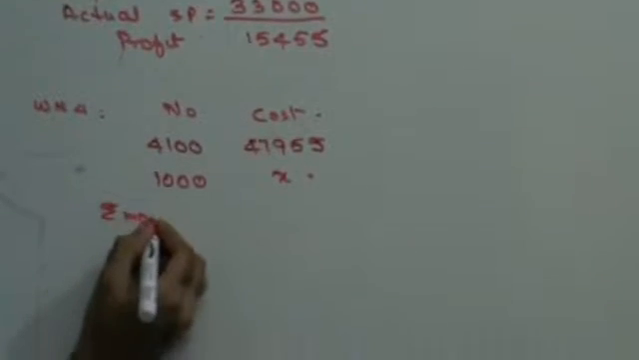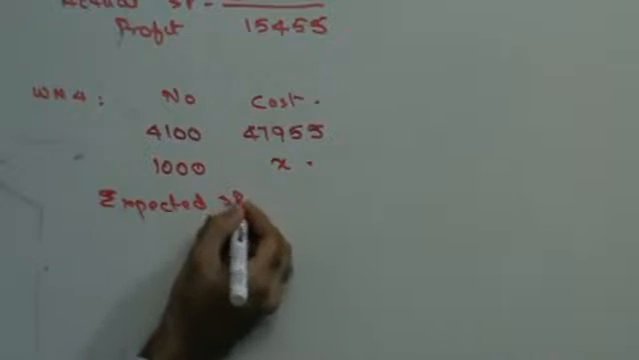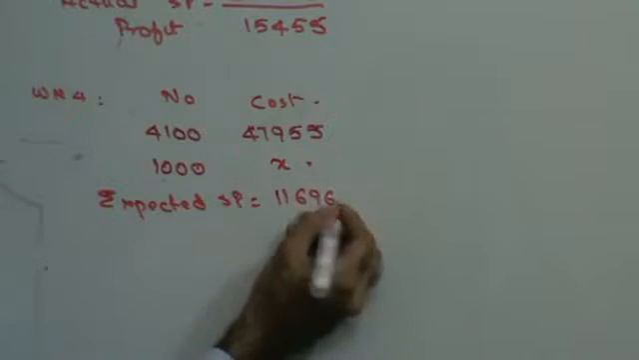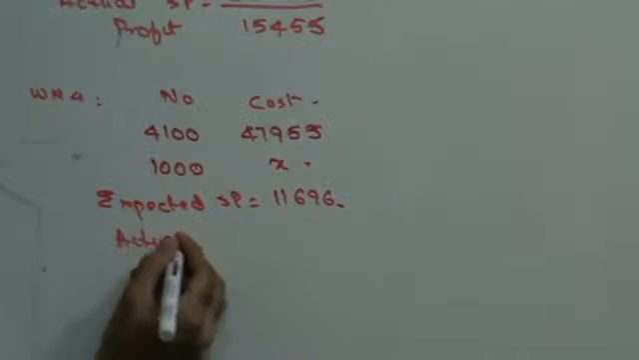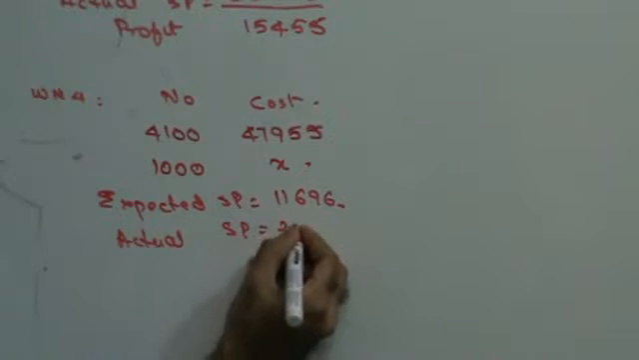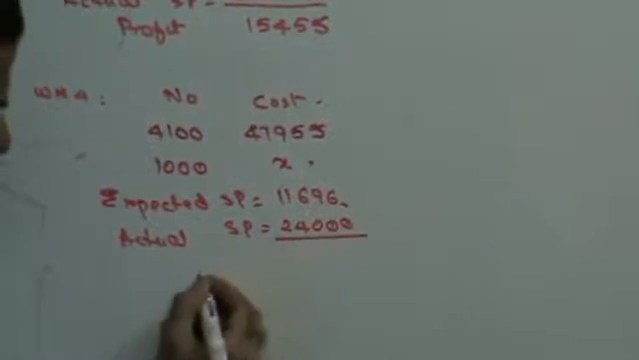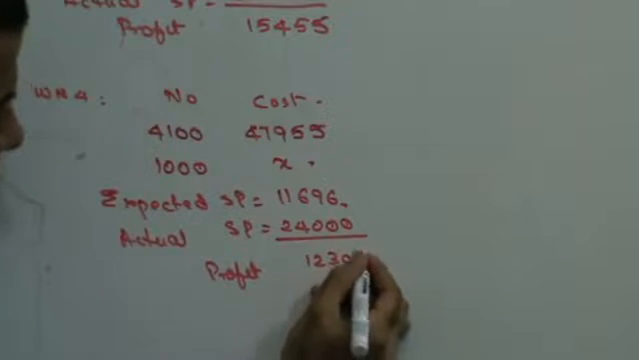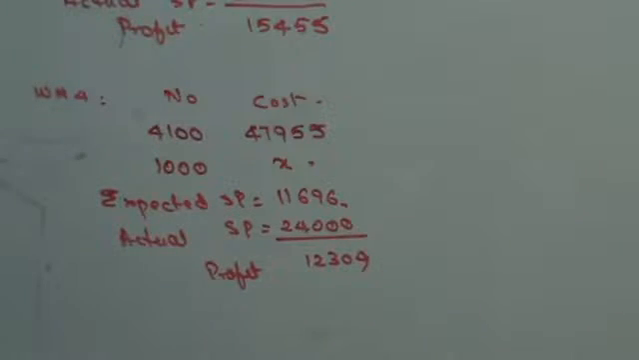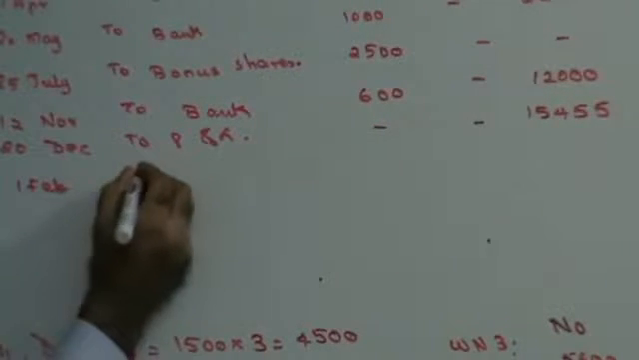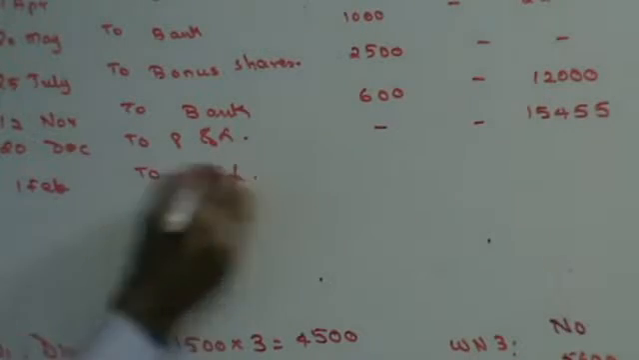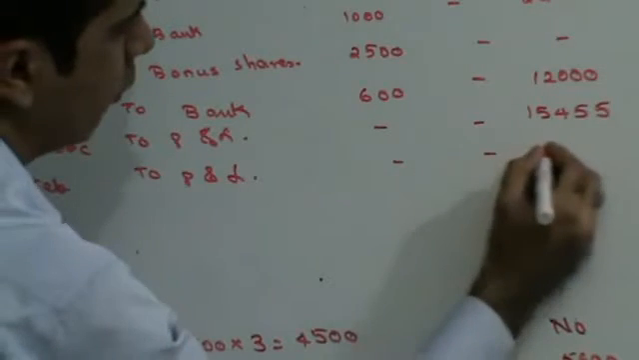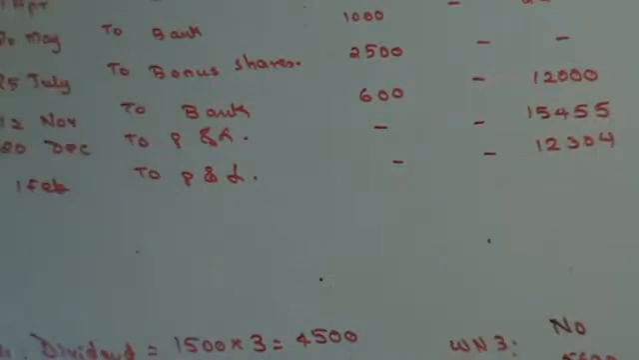Right? Now you are selling 1,000 shares. So in that case, what should be the expected selling price? 11,696. Actual selling price is 24,000. Right? So how much is the profit that you are making? 12,304. Now, this is going to be 1st Feb to P&L, 12,304.